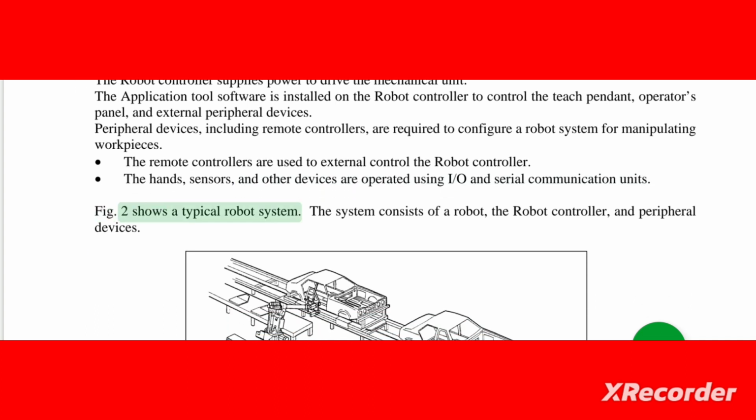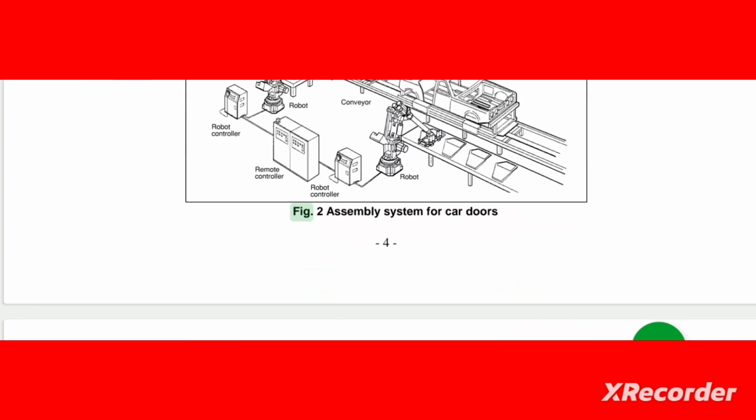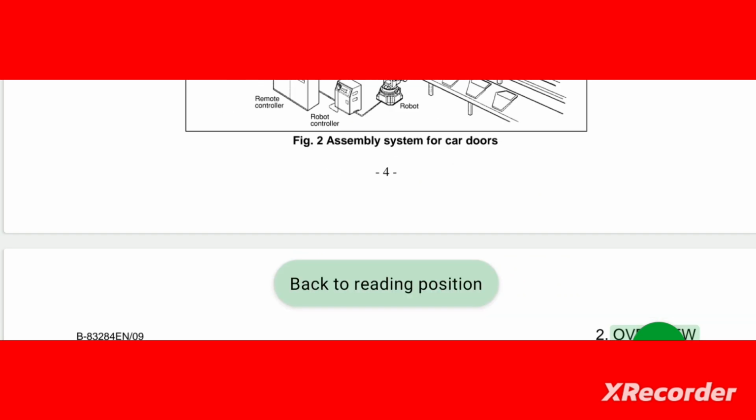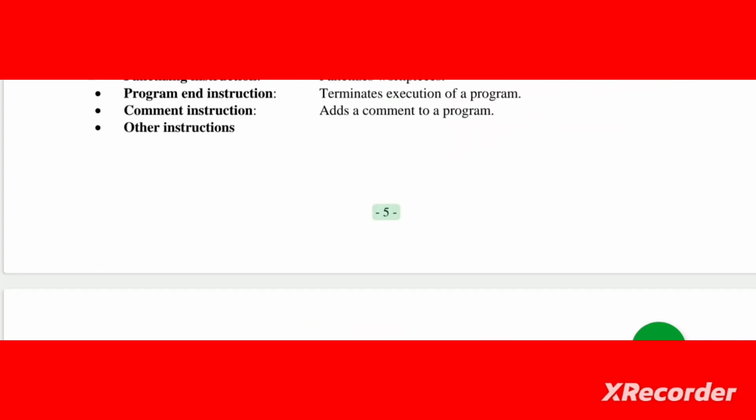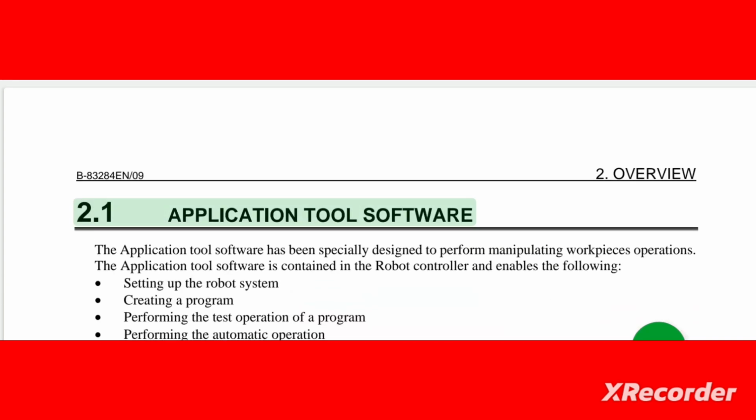Fig. 2 shows a typical robot system. The system consists of a robot, the robot controller, and peripheral devices. Fig. 2: assembly system for car doors. B-83284EN/09, Overview, 2.1 Application tool software.